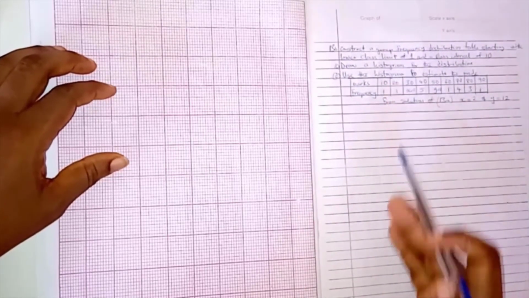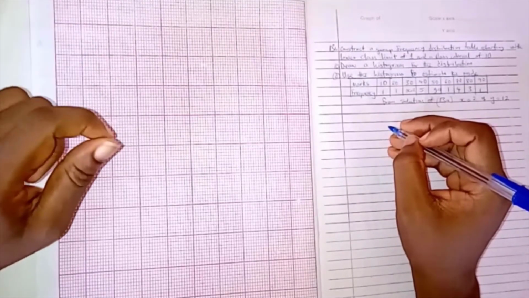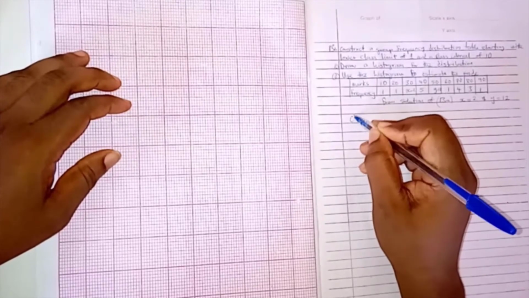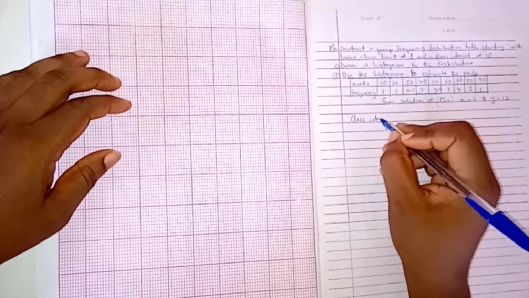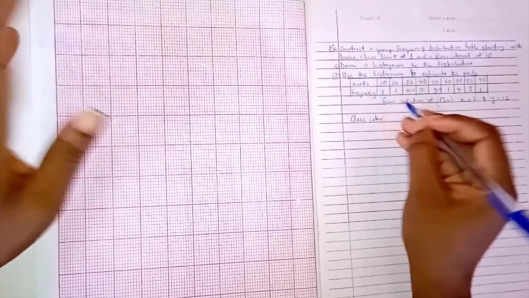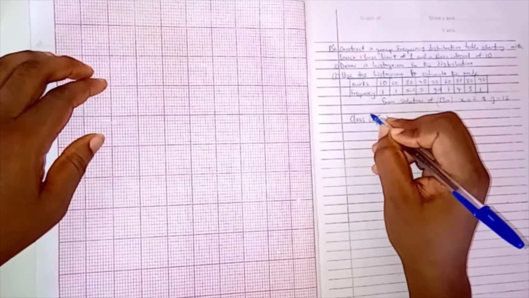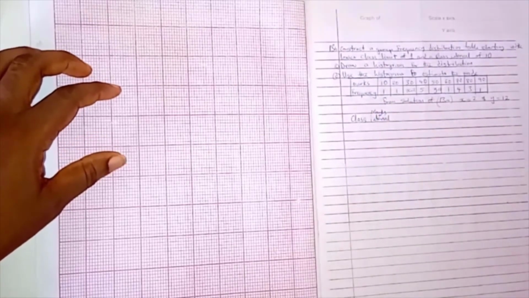So we have to construct the table, and when you're constructing a table for your group frequency distribution, the 3 key things you're going to have is your class interval or class max. Okay, here it is class max. Class interval or max. This is the first thing you need.